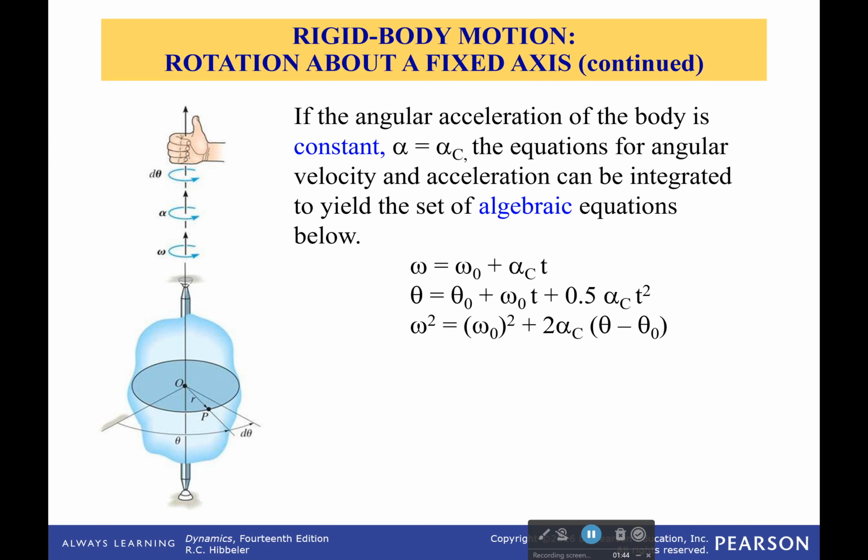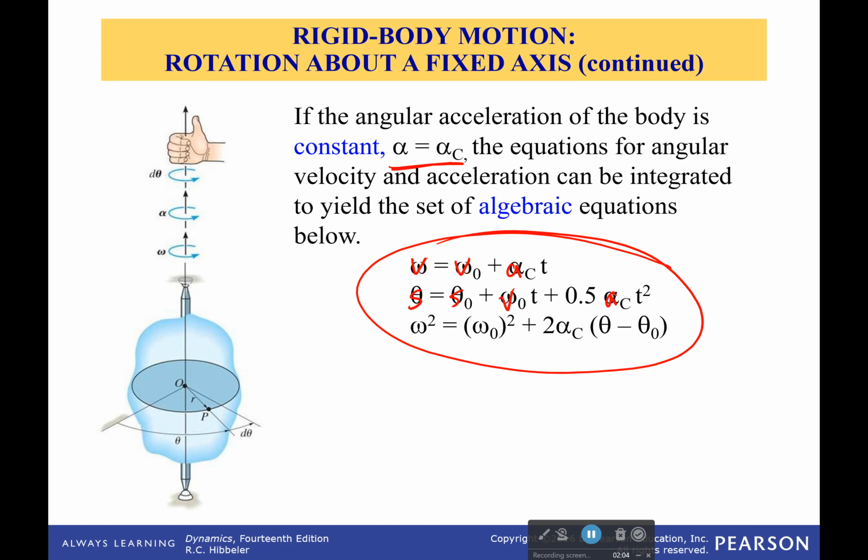Now, if the angular acceleration of the body is constant, you're going to run into some equations which should look very, very familiar. And I'm hoping that these look very familiar to you. If they don't, let me try changing a couple of variables. Let's turn that into a v and that into an a. We're going to turn this into an s, this into a v, that into an a. Does it look a little bit familiar now?